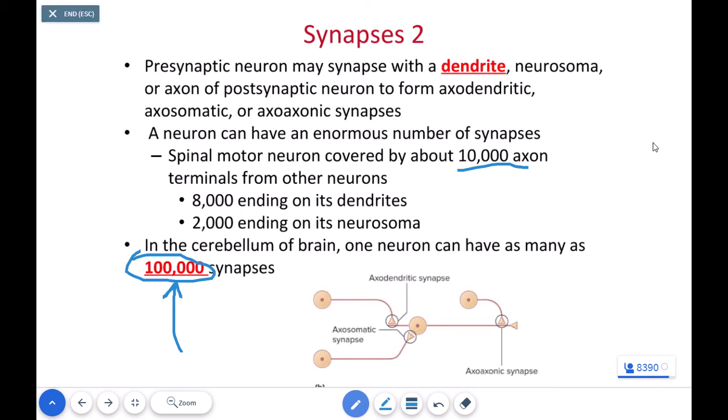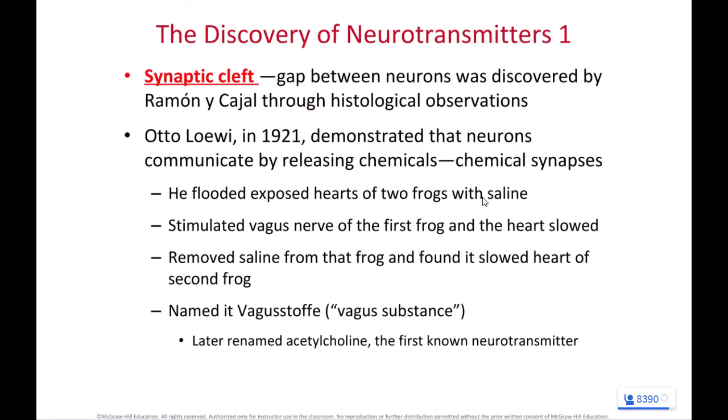As we look at these synapses, if an axon is bound to a dendrite, we call that an axodendritic synapse. If an axon is bound to the neurosoma, we call that an axosomatic synapse. And if an axon attaches to another axon, we call that an axoaxonic synapse. So we take the root words associated with the parts of the neuron, which tell us what two parts are connecting together to make the synapse.